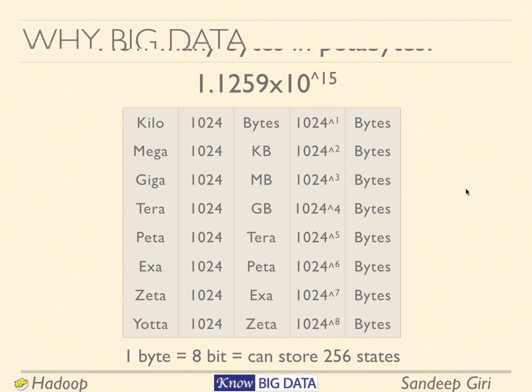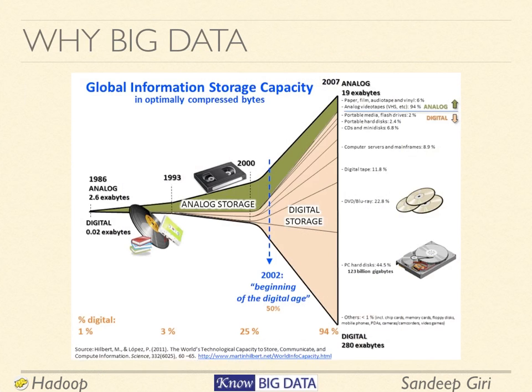Now, in 2007, the data reached 280 exabytes. And how many zeros does an exabyte have? 18 zeros, all right? Which means 2.8 into 10 to the power 20, which means 20 zeros after 3. So digital data suddenly exploded in 2002, the moment the digital age started. And this is very important.